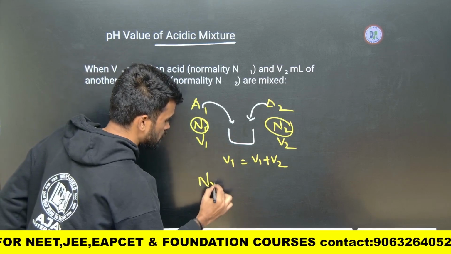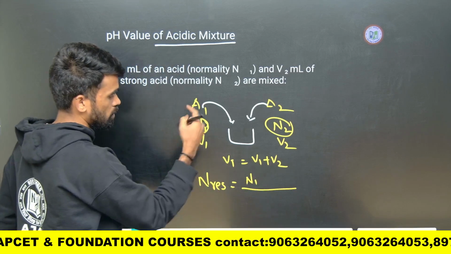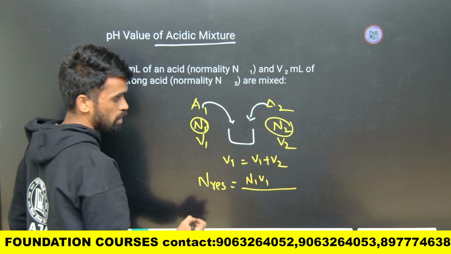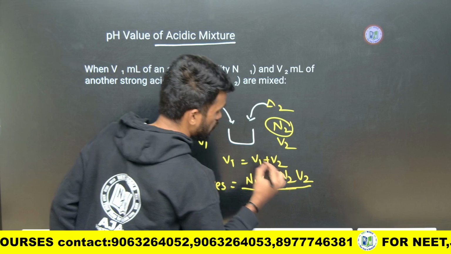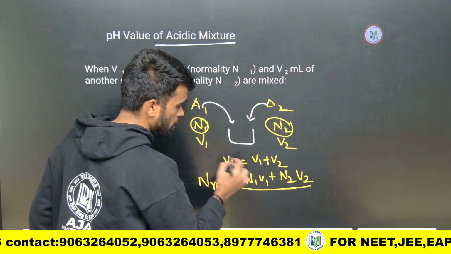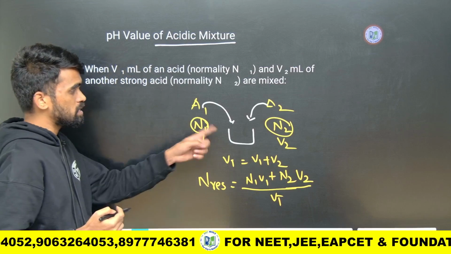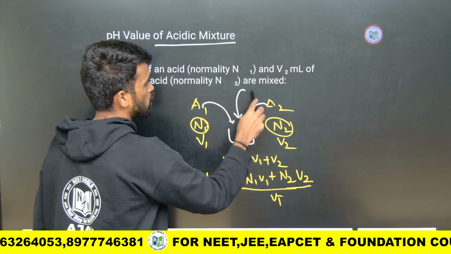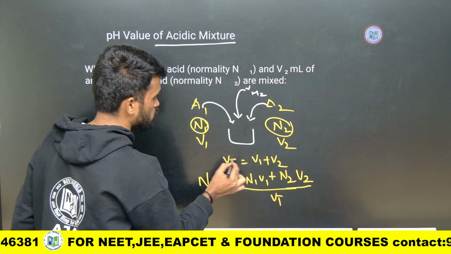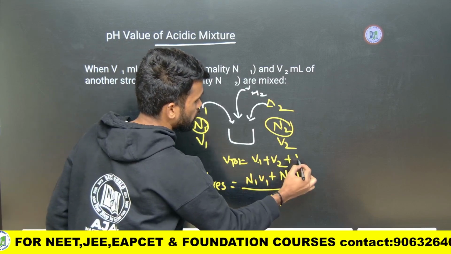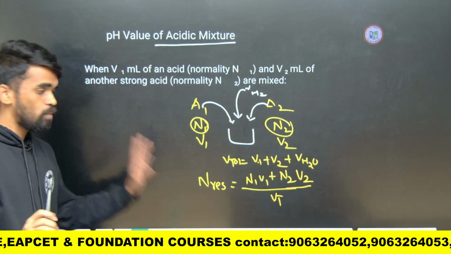So N resultant concentration should be taken like this: N1, the concentration of acid 1, times V1, the volume of acid 1, plus N2, the concentration of acid 2, times V2, the volume of the second acid, with V total in the denominator, V1 plus V2. If to the same beaker we add some amount of water, some V amount of water, then V total becomes V1 plus V2 plus V, the amount of water you have added. Hope it is clear.